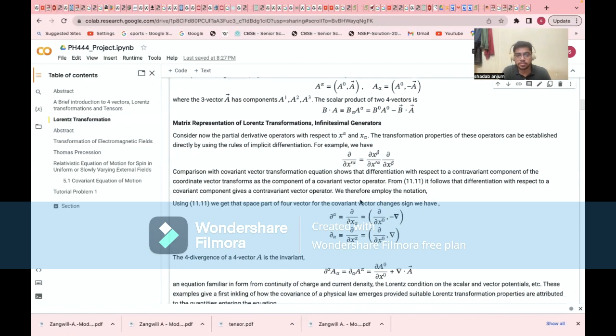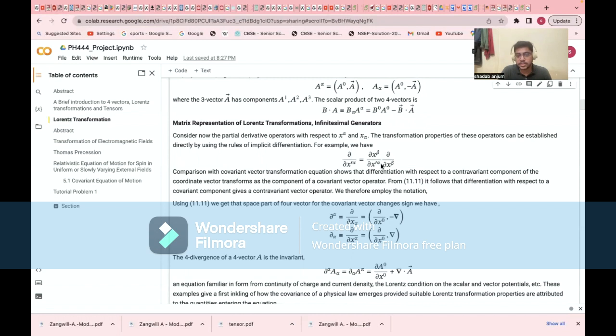And now we're trying to find the matrix representation of the Lorentz transformations. So by simple chain rule, you see that the partial derivative with respect to a component, like the partial derivative with respect to x'^α, is that you first take the partial derivative with respect to x^β, and then the derivative of x^β with respect to x'^α. This is the simple chain rule.